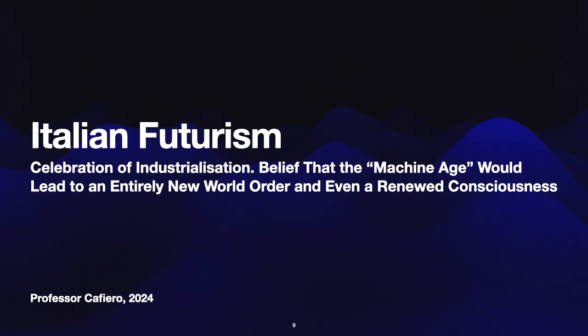And they thought that the machine age would lead to a new world order, getting rid of classicism and the Renaissance and always looking back at the Enlightenment, always looking back at artists like Bouguereau. This goes beyond the Impressionists. They wanted to look not just to the present, but into the future. And they hoped that that would come with a renewed consciousness.